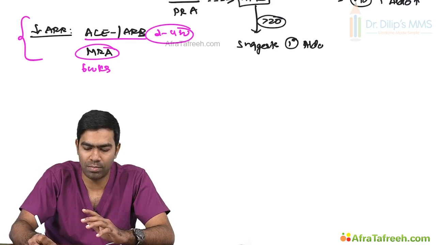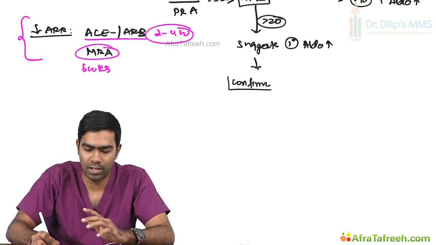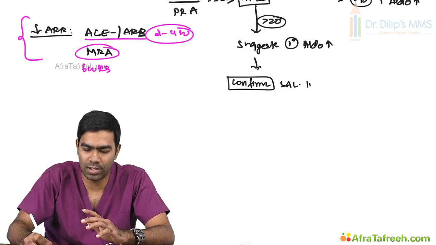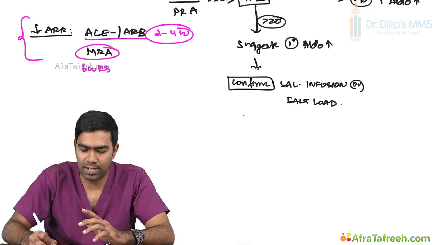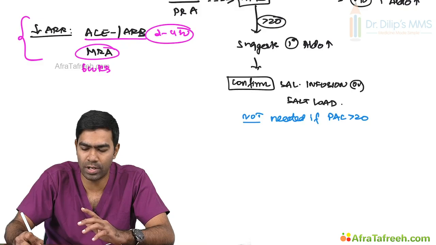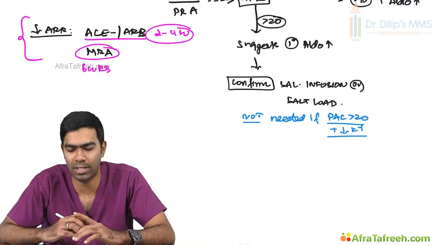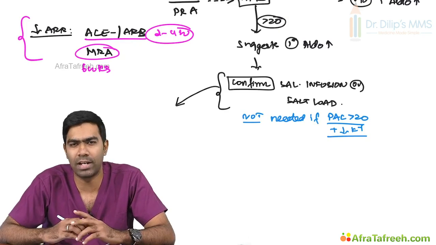primary hyperaldosteronism, and further confirmation can be done by either a saline infusion test, or alternatively we have something called a salt loading test. Remember, these confirmatory tests are not needed if your plasma aldosterone concentration is more than 20 and the patient is having hypokalemia. This is a clear-cut sign of primary hyperaldosteronism, and these tests are really not needed. In confusing states, you might need to do this test.